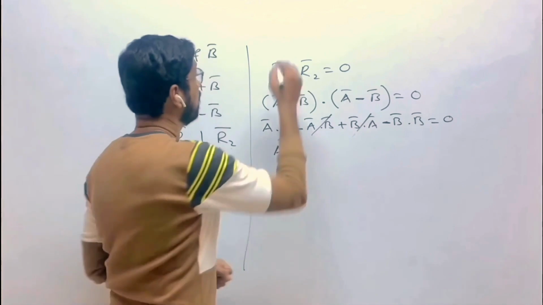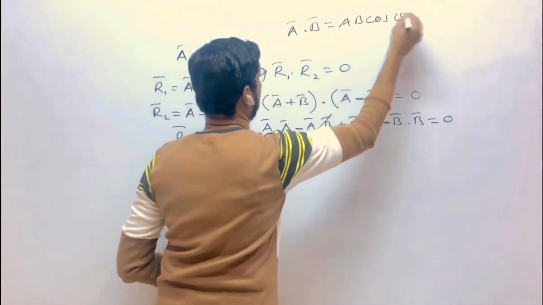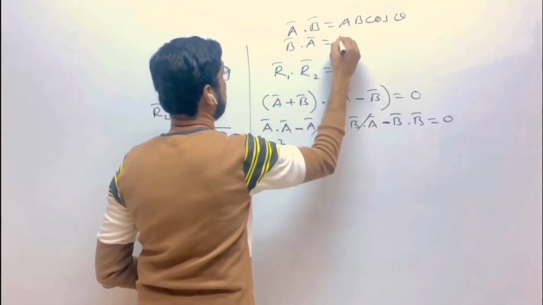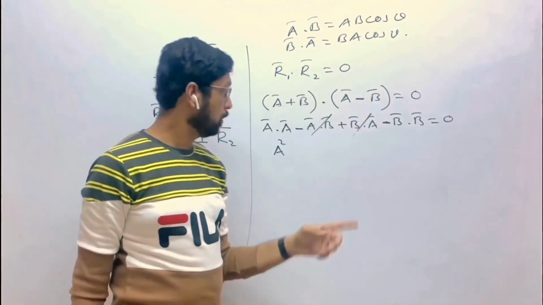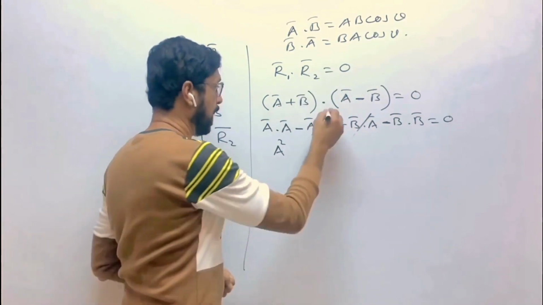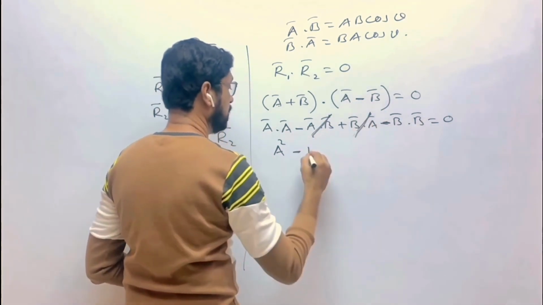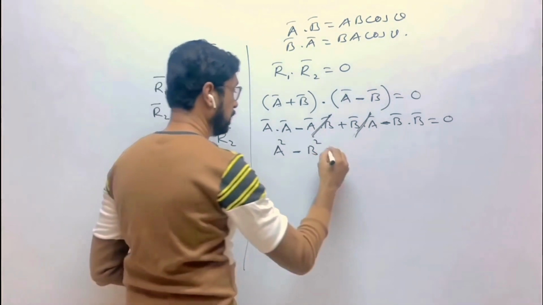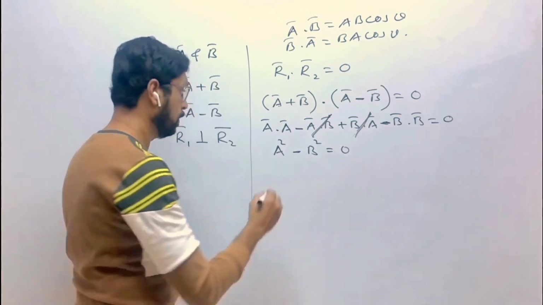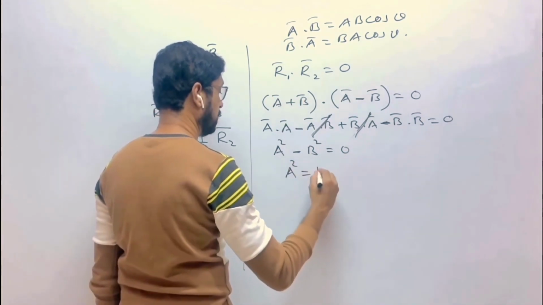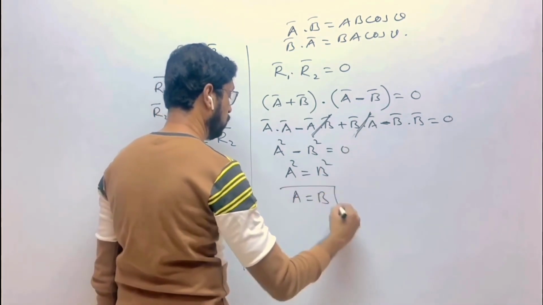Do you remember this? A dot B क्या होता है? A B cos theta. और B dot A क्या होता है? B A cos theta. दोनों में क्या डिफरेंस है? कुछ भी नहीं. So B dot A is A dot B. So minus and plus will get cancelled. Minus B dot B is B square is equal to 0. So A square minus B square is equal to 0 means A square is equal to B square, or you can say A is equal to B.